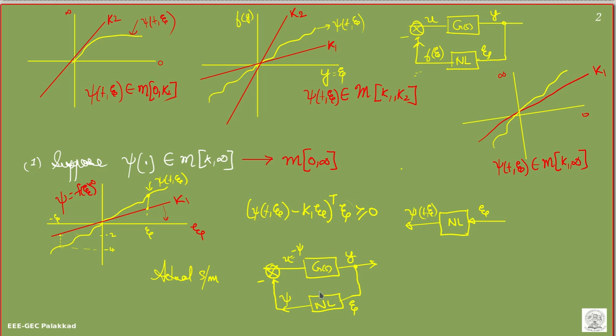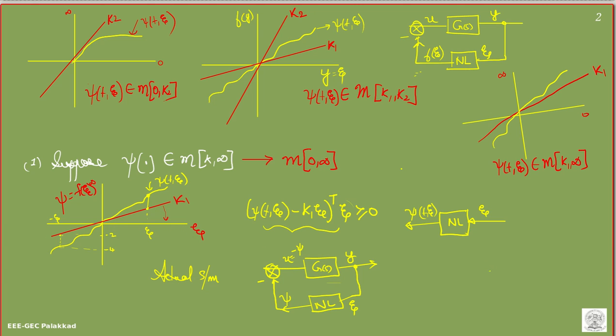This is our actual system. Now the nonlinearity has been converted to the sector 0 to infinity. When I shift K1 to the 0 line, I get a relation like this, and for this relation we can consider zeta as the input and this as the output. Since this is always greater than 0, this new nonlinearity is passive, and it lies within the sector 0 infinity.